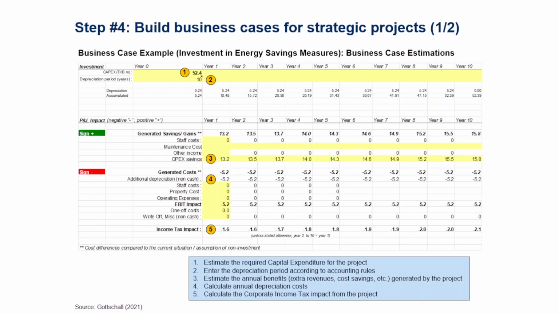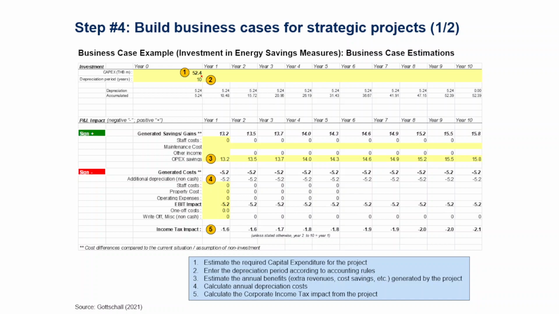Then the third step is to estimate the benefits of this initiative. So for example, here installing new chillers, new air conditioning units. It can be extra revenues that are created, it can be cost savings like in this case, or any other benefits that might be generated by the project itself. Then in step number 4, we have to calculate the depreciation cost. So in this case, it is basically the 52.4 million divided by 10 years. So that's 5.24 million each year.